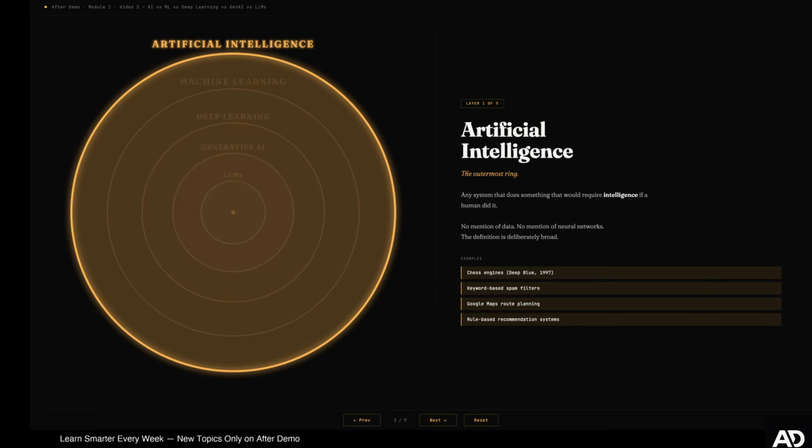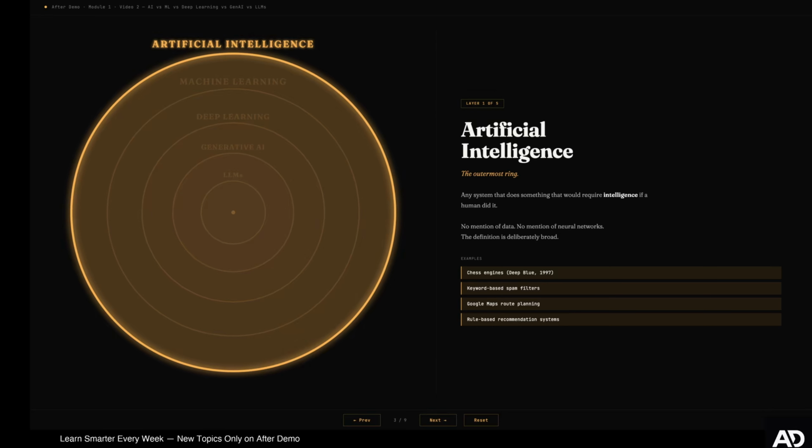Artificial intelligence. Here's a definition that actually holds up. Any system that does something that would require intelligence if a human did it. That's it. Notice what this definition does not say. It doesn't say it learned from data. It doesn't say neural network. It doesn't say generated by a model.